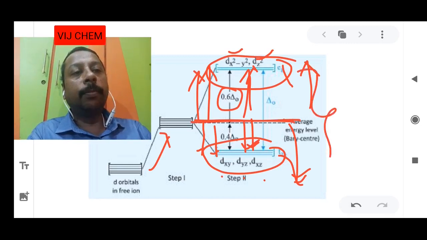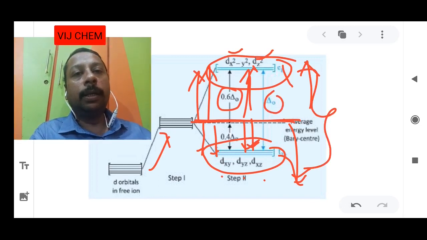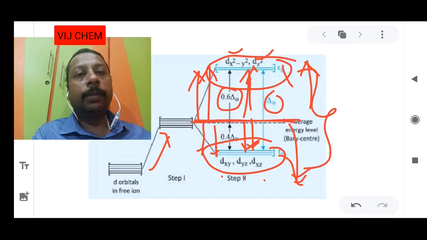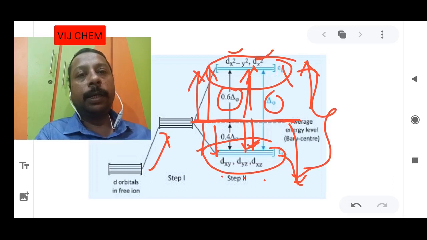Now the gap between these two is called delta O, the crystal field splitting energy in octahedral complex. This delta O is not symmetrical. Above it is 0.6 delta O, below it is 0.4 delta O. How much delta O is decided by the spectrochemical series. There is another topic related to it, the spectrochemical series.